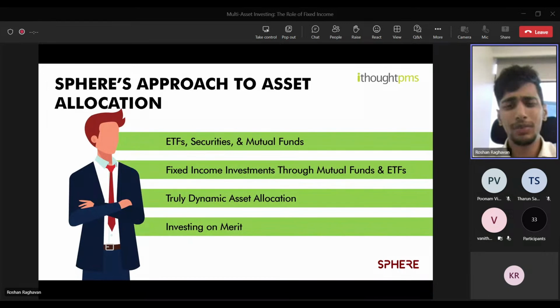And Sphere, when it comes to the asset allocation department, it's truly dynamic, right? So unlike most mutual funds, which you would see deploying this sort of multi-asset or in some cases a hybrid strategy, we don't have caps to any asset class, no cap and no floor, right? This means that our decisions can be taken with conviction and we can invest based on the merit of the asset class at that particular point in time.